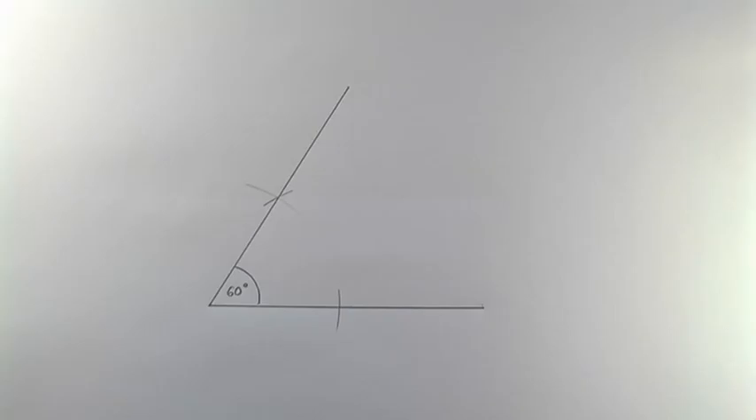Then, using the techniques shown in the other videos for bisecting an angle, I can then construct an angle of 30 degrees should I wish to do so.